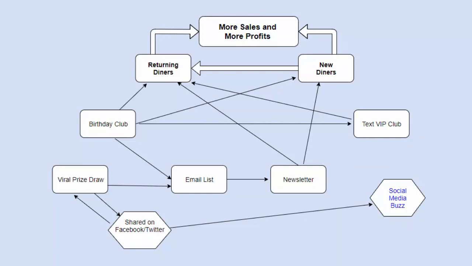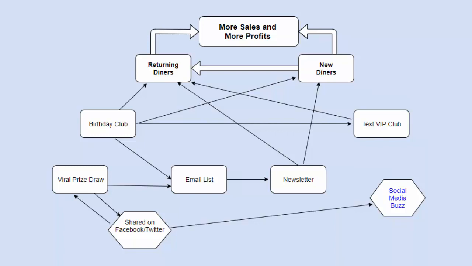In fact, some of my restaurant clients now have email lists of over 7,500 local people because of viral prize draws. That's 7,500 people who receive the monthly newsletter with offers, etc. If 7,500 targeted local people were seeing your offer each month, how many extra tables would you fill?